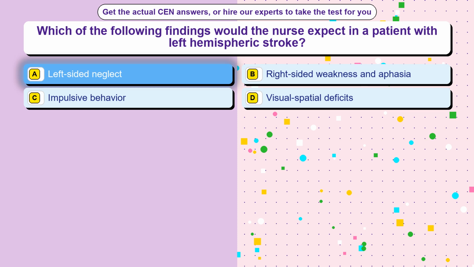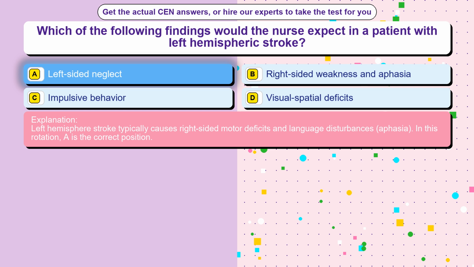The correct answer is option A. Left-sided neglect. Left hemisphere stroke typically causes right-sided motor deficits and language disturbances, aphasia. In this rotation, A is the correct position.